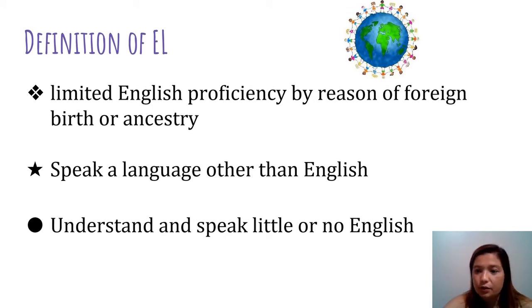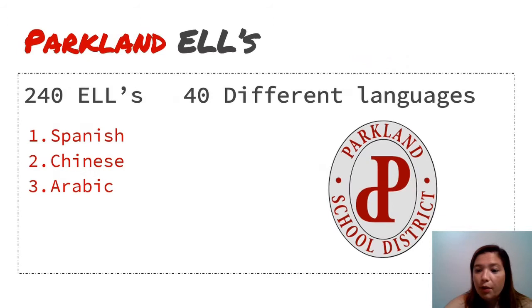So Parkland has around 240 L's, and this number is only growing. Within Parkland, we speak about 40 different languages, the top three being Spanish, Chinese, and Arabic.